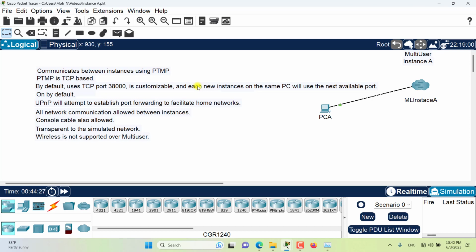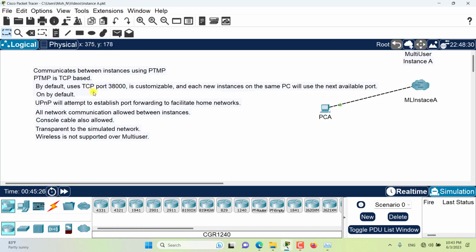In this episode, I want to talk about a few technical details of MultiUser. So let's get started. The first thing that I want to tell you is that the communication happening in MultiUser between the instances of Packet Tracer uses a protocol called Packet Tracer MultiUser Protocol, PTMP. The transport protocol that PTMP is using is TCP.